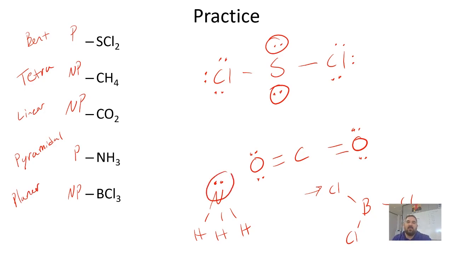Because anytime you have a lone pair on the central atom, the lone pair makes the central atom negatively charged, and then all these hydrogens are positively charged. So lone pairs on the central atom, just keep that in mind, will always be polar.